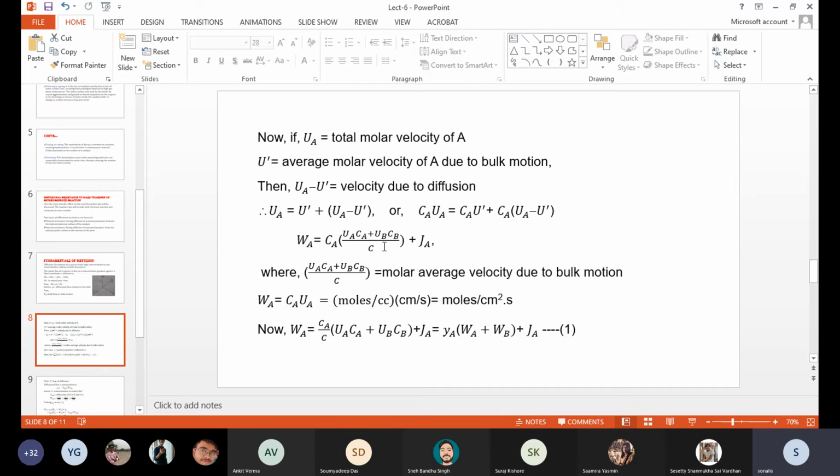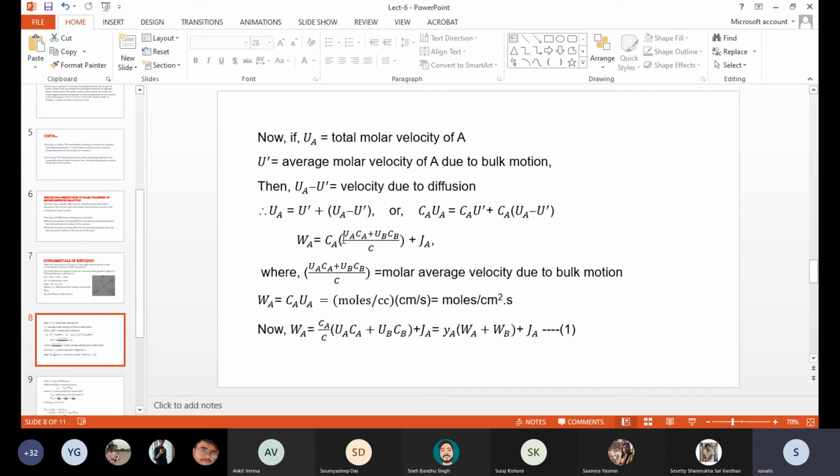A and B together construct the total gas flow. So C is the total concentration of A and B, and this gives you the average molar velocity due to bulk motion. In the bulk there is B, and although we are looking at A, we cannot neglect B.